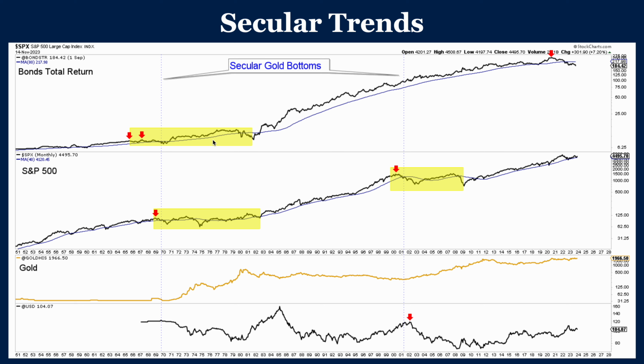So getting right into it, in this chart, which I calculated with the help of someone else, we have the total return in bonds, calculated from the 10-year Treasury bond. Then we have the S&P 500 here. These lines are monthly data, by the way. Gold, then the U.S. dollar index here at the bottom.